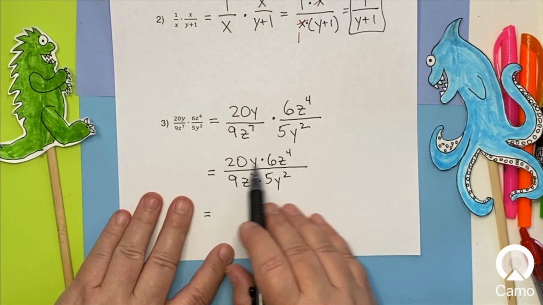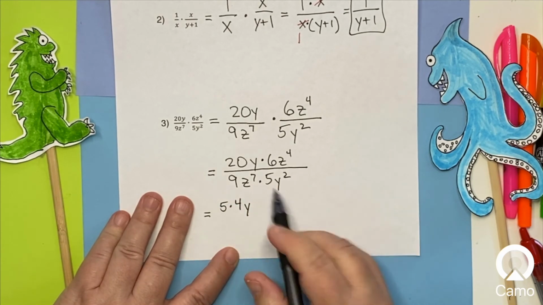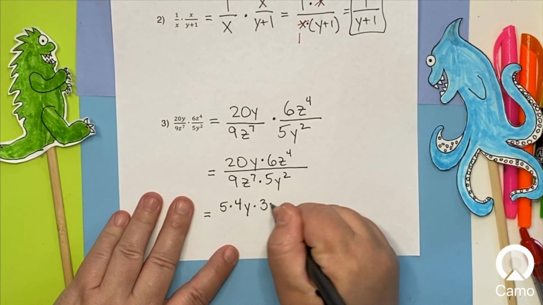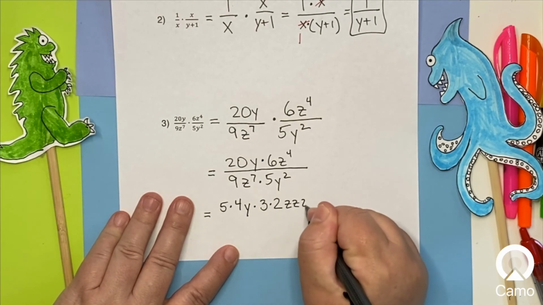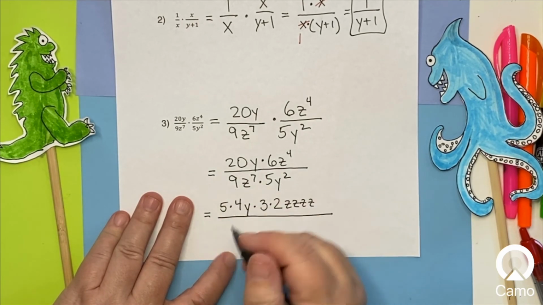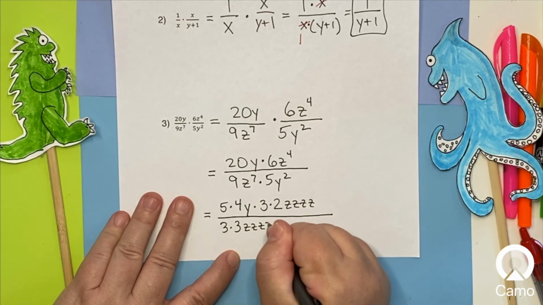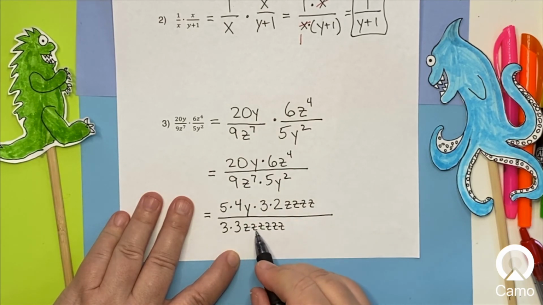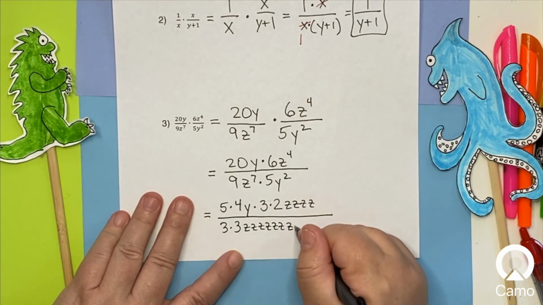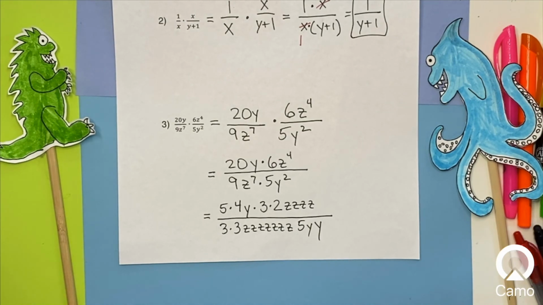Since I'm going to cancel 5, I'm going to break 20 into 5 times 4, y, and then I'm going to break 6 into 3 times 2, z, z, z, z. See how I wrote 4 z's? And then 9 is 3 times 3, 7 z's: 1, 2, 3, 4, 5, 6, 7, 5, y, y. Now, do you have to do this? No, absolutely not. But sometimes you can do this.